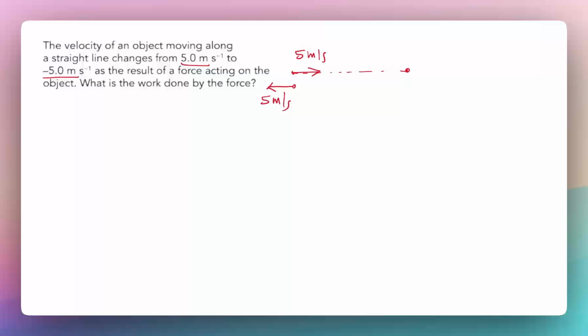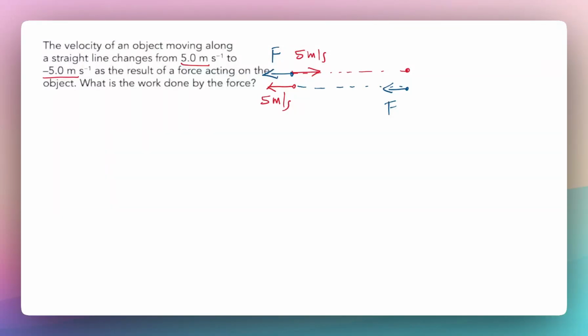So how much is the work done by the force, right? Clearly, the object was moving towards right, so the force must be acting towards left, right? So to change that velocity to negative, the force must be acting towards left, okay? And then the object stops, and all the time the force is acting, right? So at this point, the force is still acting and providing acceleration towards the left, and finally the object has a velocity towards left, right?